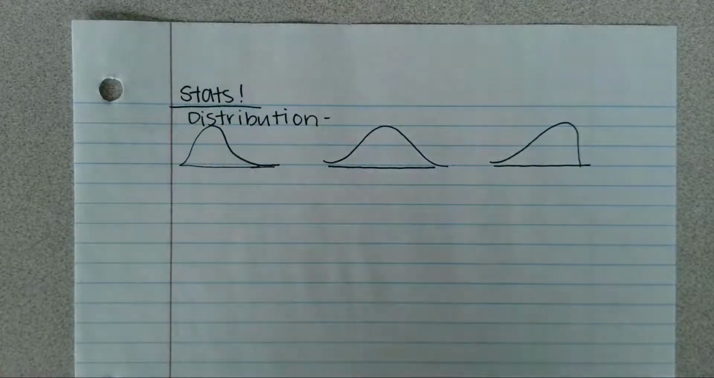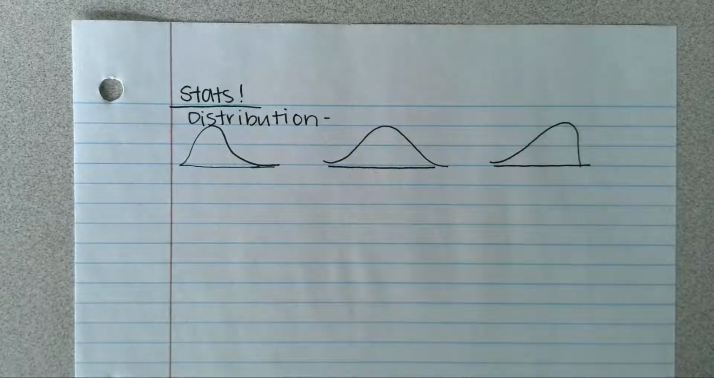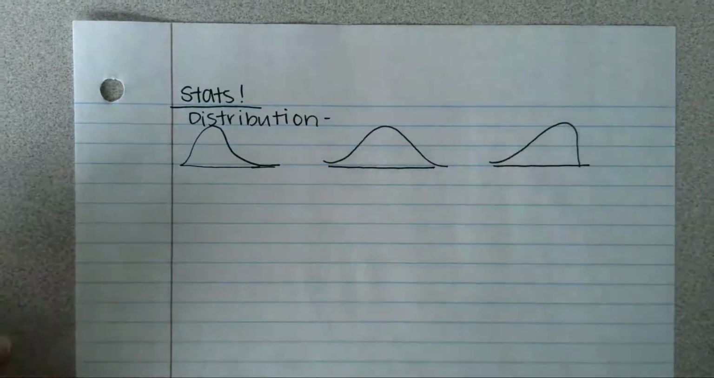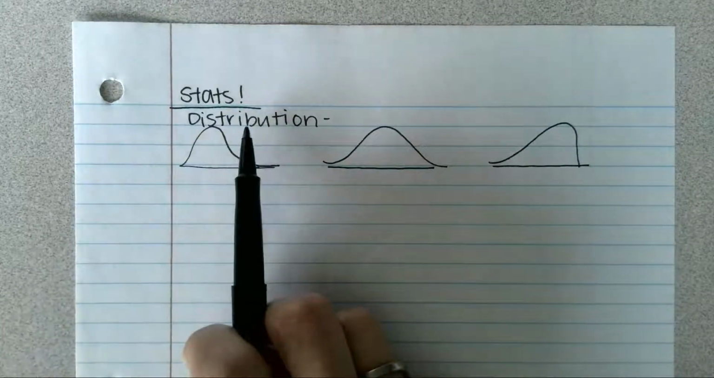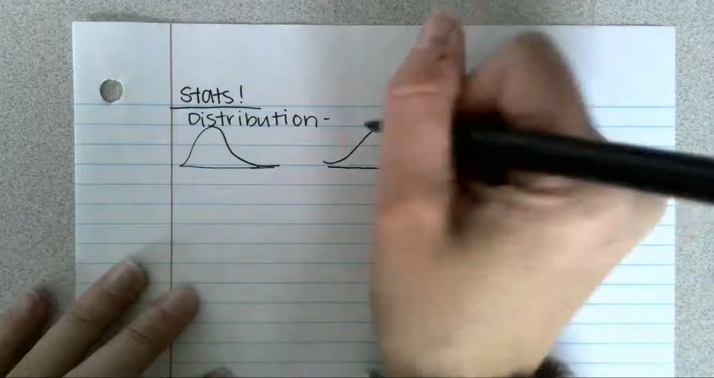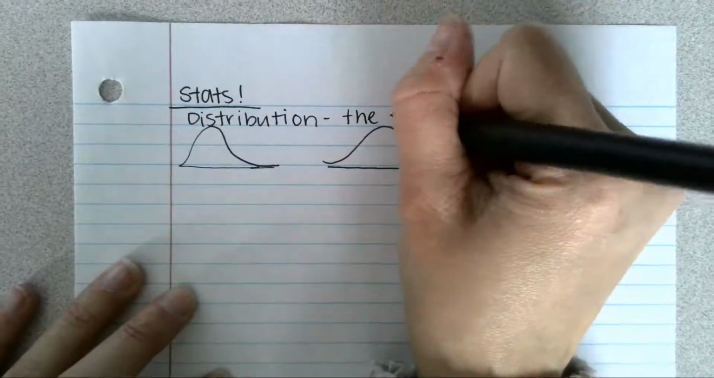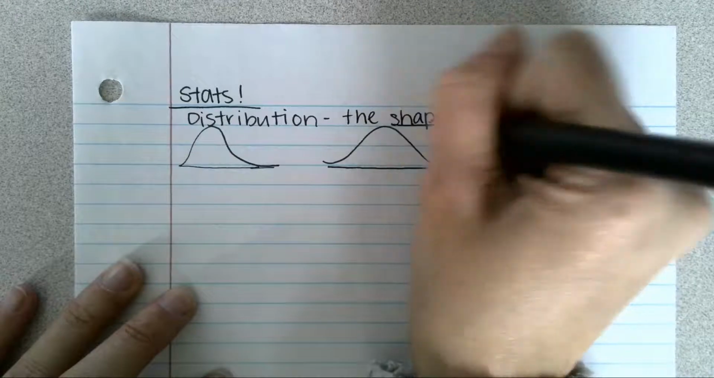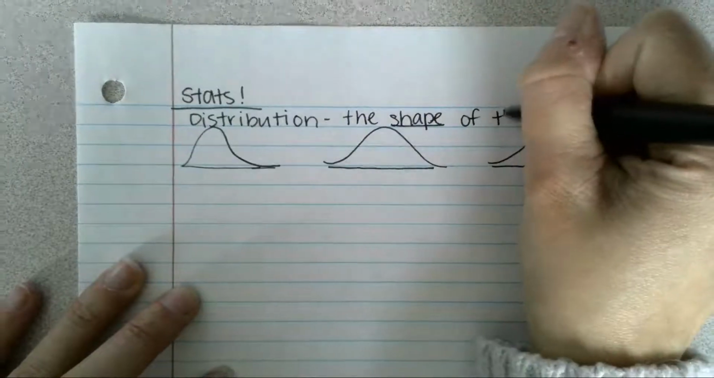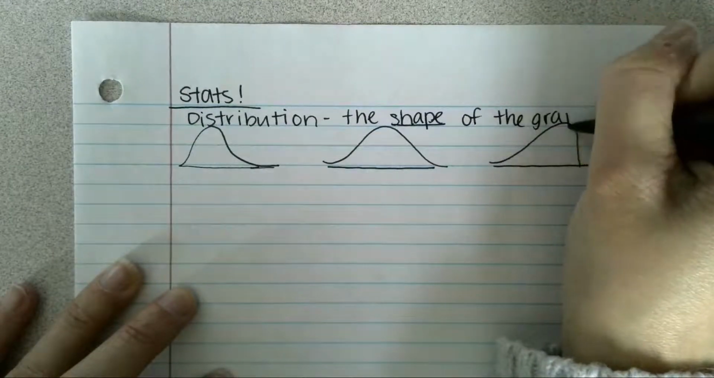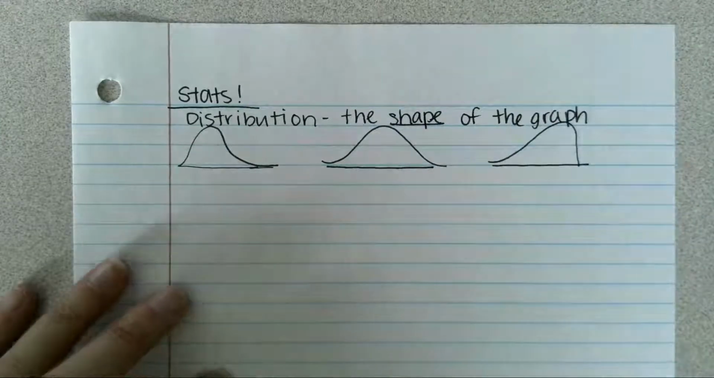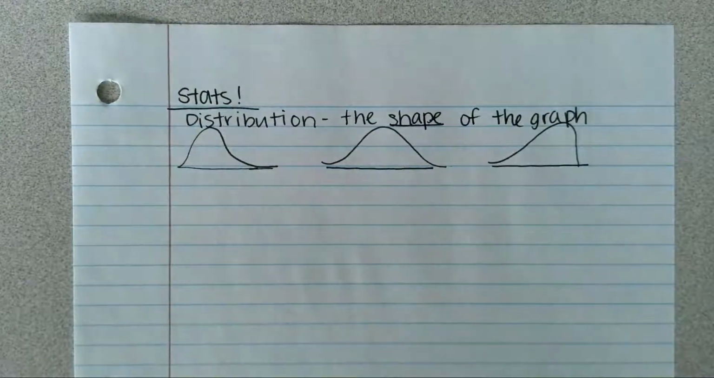Today we're going to talk about some more one variable statistics, and we are going to get started today with distribution. So distribution is going to be the shape of our graph. It also talks about how the points in your data set are distributed, how spread out they are, and in what way they are spread.